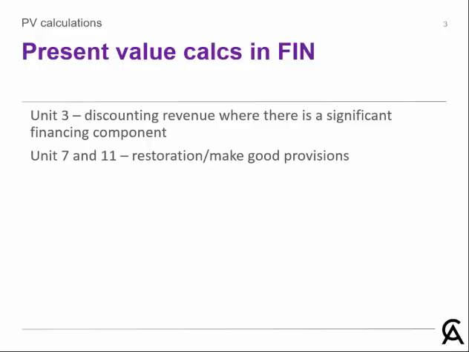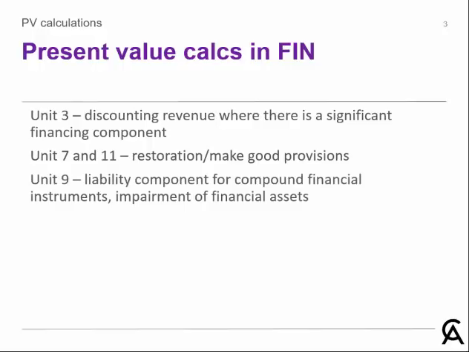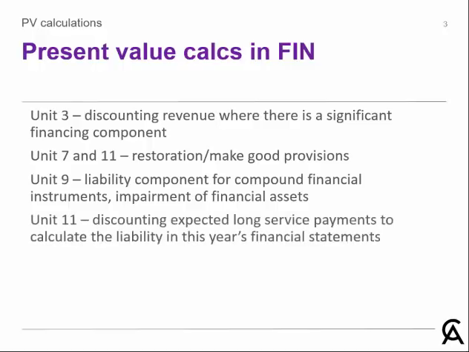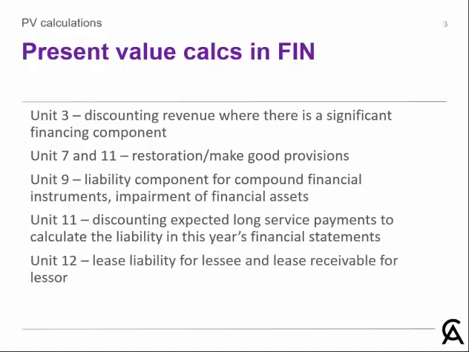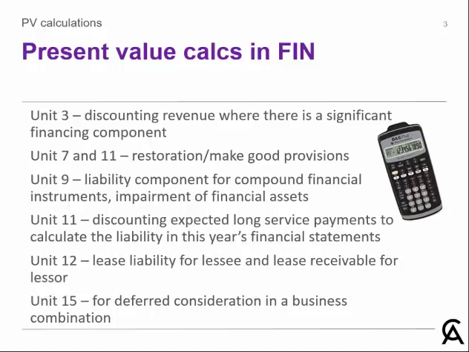So we need to recognise a restoration provision and we capitalise it into the asset's value. In Unit 9, with financial instruments, the liability component for compound financial instruments, as well as impairment of financial assets in certain situations. In Unit 11, when we're discounting the expected long service leave payments to calculate the liability in this year's financial statements. Unit 12, lots of PV calcs for lease liabilities for the lessee and the lease receivable for the lessor. And finally, in Unit 15, where there's deferred consideration in a business combination.